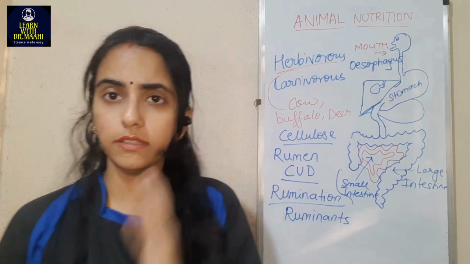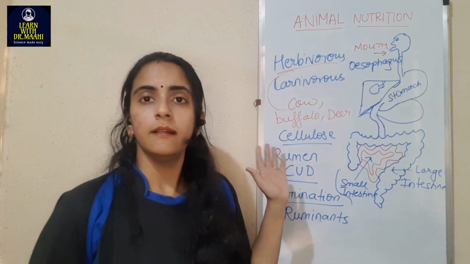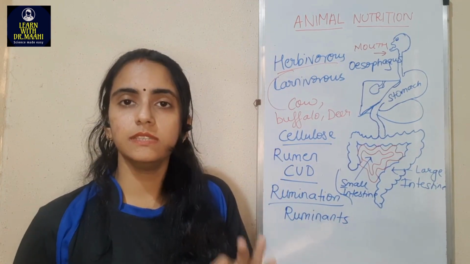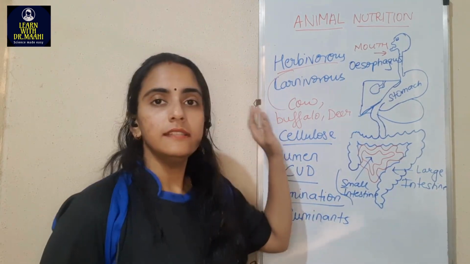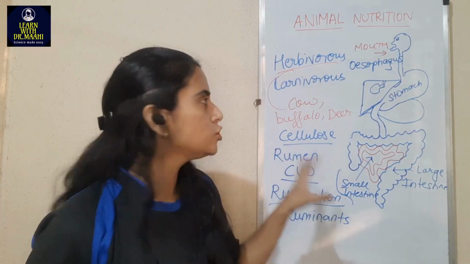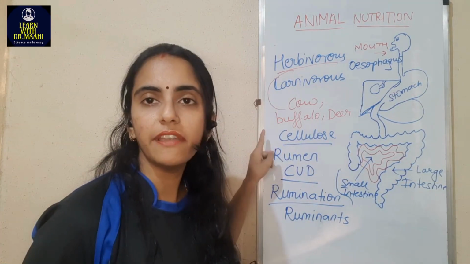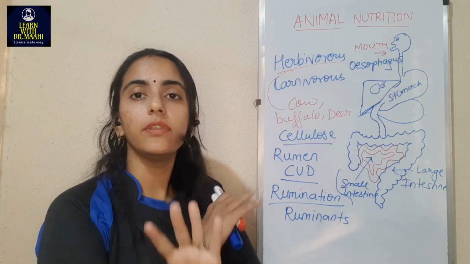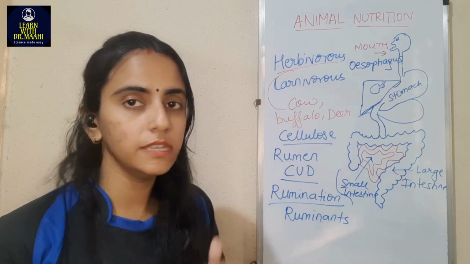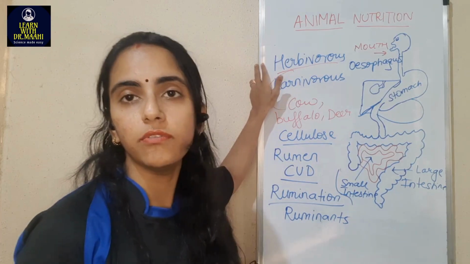Now what are the important things that you need to remember here? What specific substance is present in the grass which only these animals can eat and digest? That specific carbohydrate is cellulose, which cannot be digested by humans. It can be digested only by the herbivorous animals.